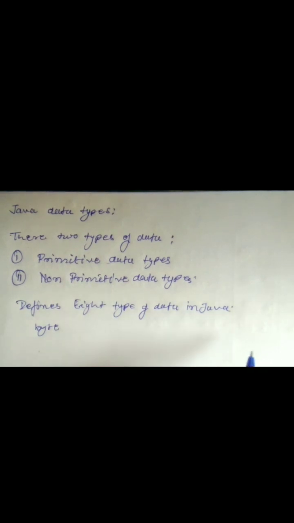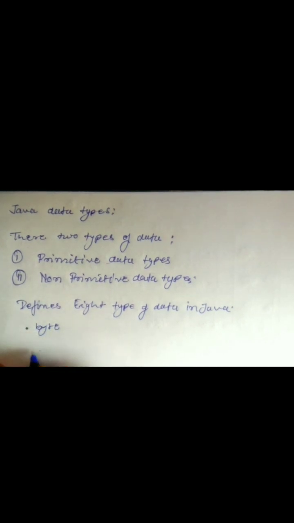In this video you will see Java data types. There are two types of data types in Java. First is primitive data types and second is non-primitive data types. A primitive data type defines a type of data in Java.